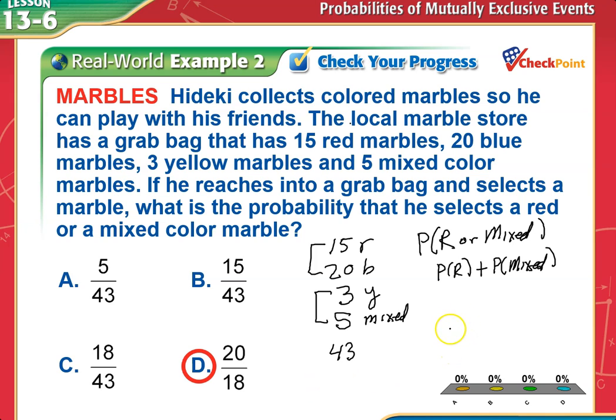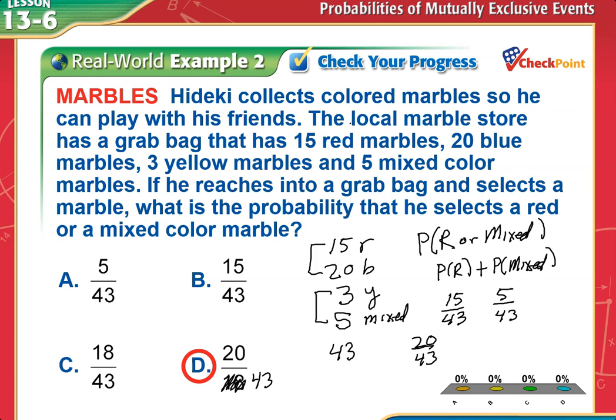Okay, so the red ones, you have 15 out of 43 chance of picking a red. In the mixed one, you have 5 out of 43. So you have 20 out of 43 is the final answer. Somehow they got an 18 down here. So it should be 20 out of 43. I knew there was a mistake. And anyways, the probability can't be more than 1.